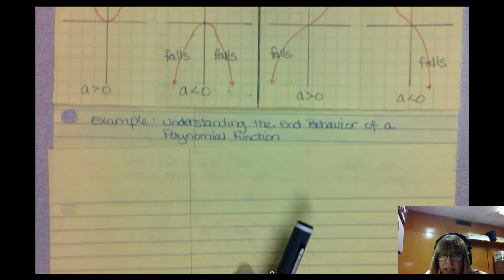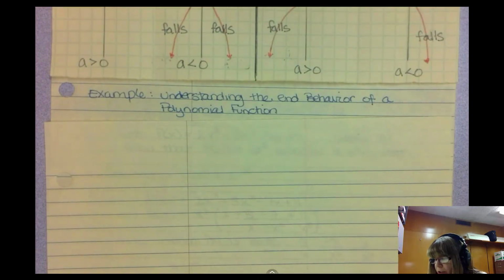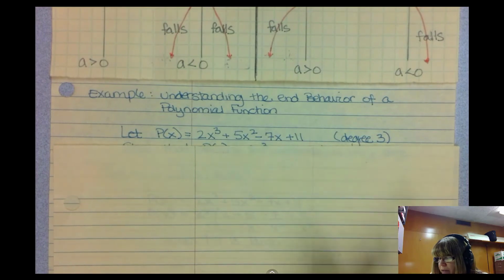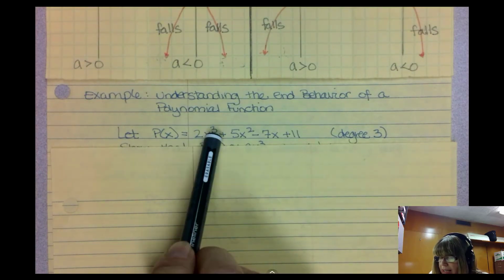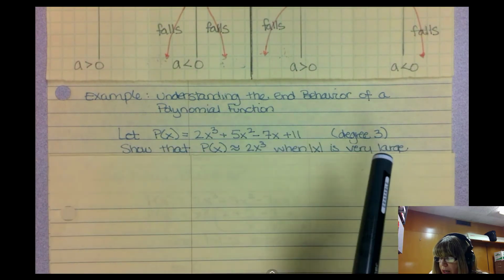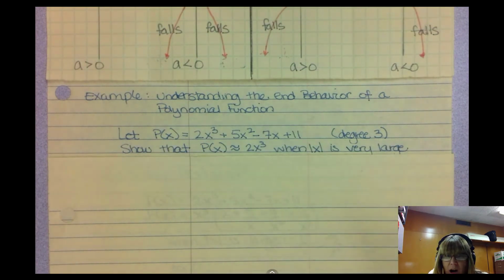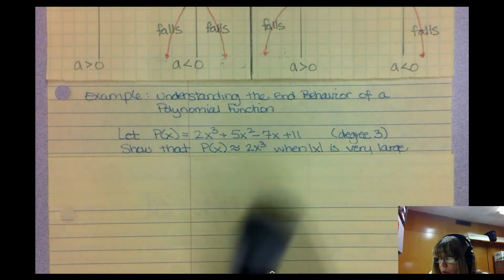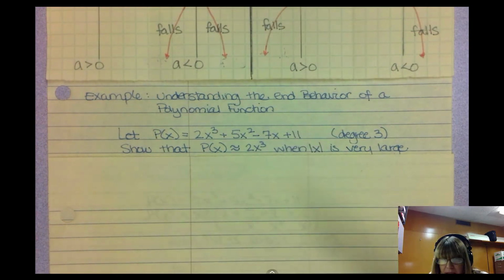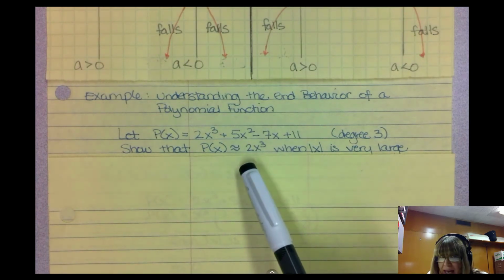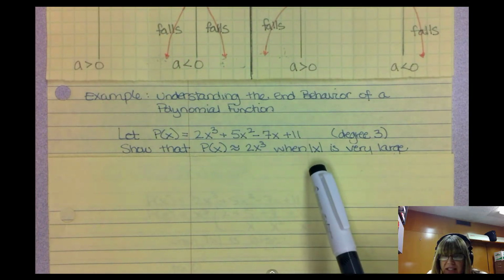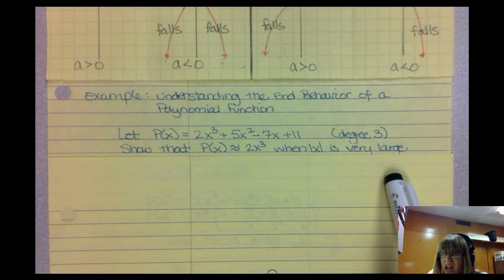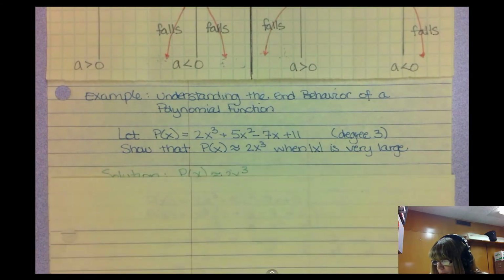So let's take a look at an example understanding the end behavior of a polynomial function. Let's let our polynomial function p of x equal 2x cubed plus 5x squared minus 7x plus 11. We know first and foremost the highest power is 3, so the degree is 3, and we know it's an odd function, so we've got to keep that in the back of our mind. We want to show that p of x is approximately the same as the function 2x cubed when the absolute value of x is really, really large. We're talking not just 5 or 10, we're talking very large. So let's take a look at the solution.